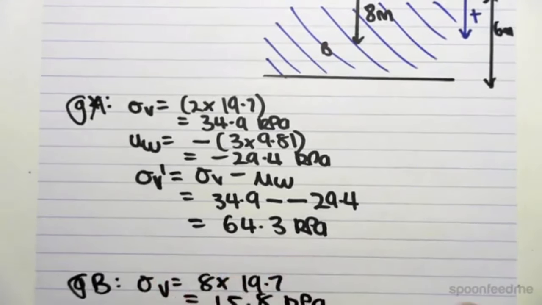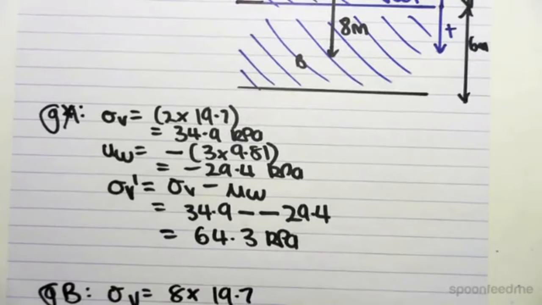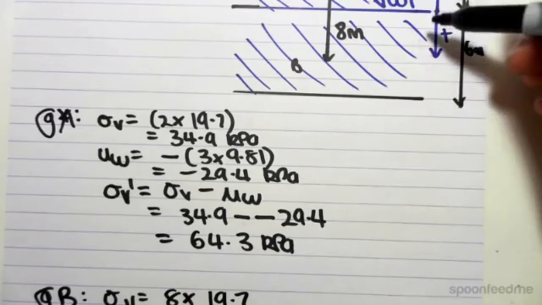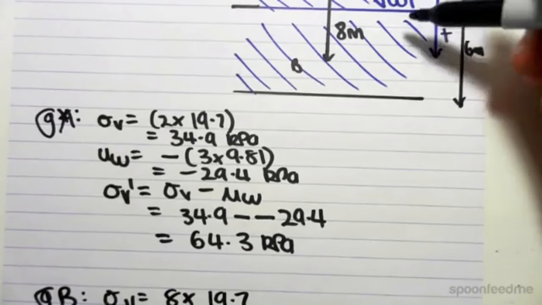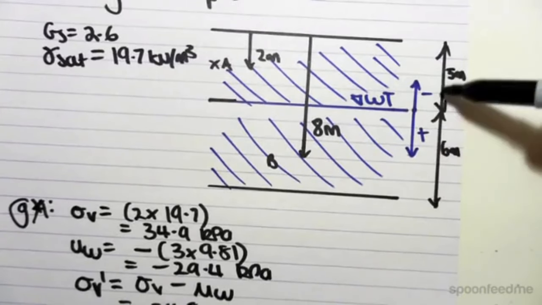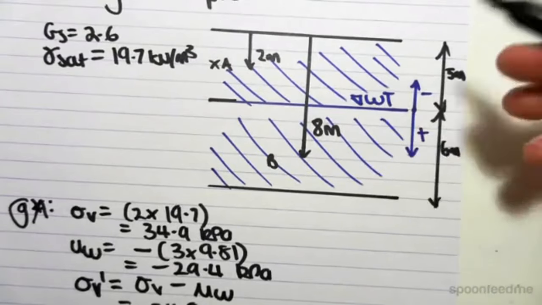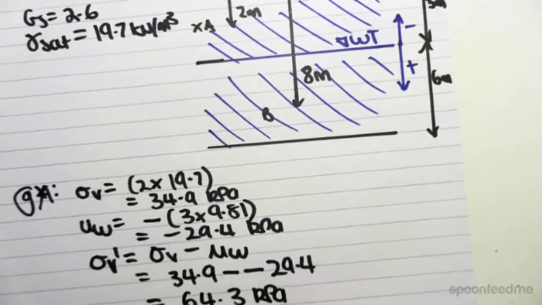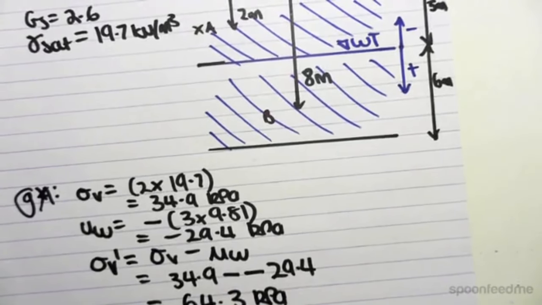The pore water pressure will just be the depth from the water table, so we are 8 meters below the surface. Because this layer is 5 meters, we're 3 meters below the water table, so it's going to be 3 by 9.81. So 3 by 9.81, we get 29.4 kPa.